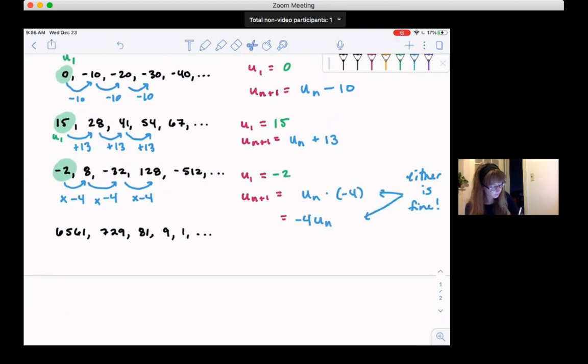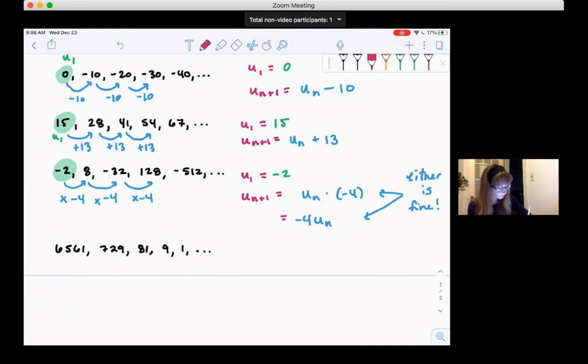Last one. Okay, so we need our first term and we need our rule for the next term. First term is given to us, 6,561. And then we need to find our pattern, which will help us write the rule. So these numbers are not super familiar to me, but these ones, I see a pattern there.